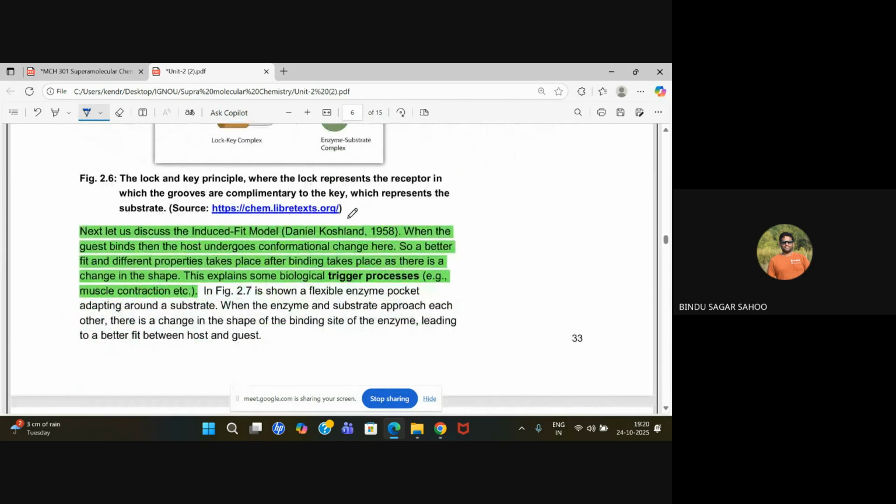And this can be explained. This is called the induced fit model. These types of induced fit models can be explained by some trigger processes, such as those happening particularly in our muscle contraction also.